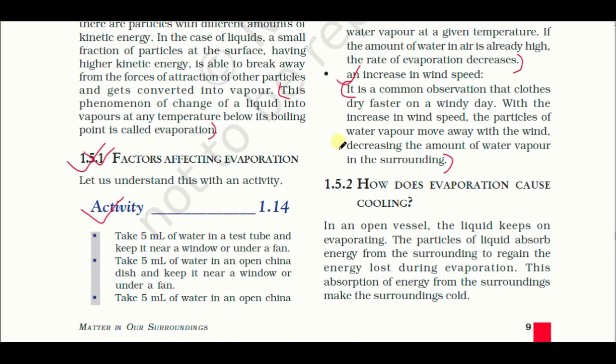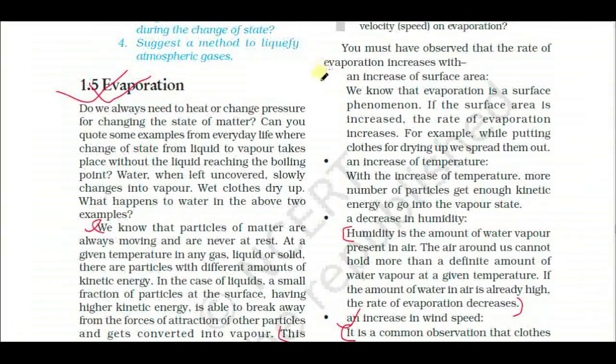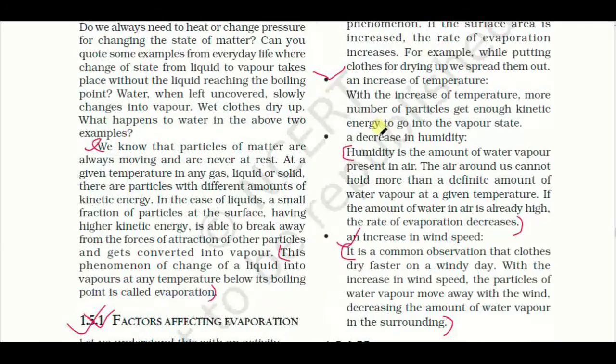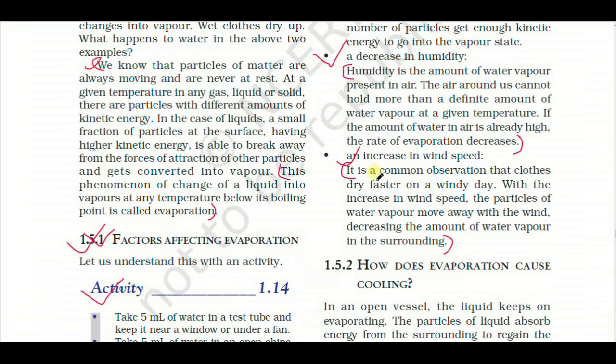So see what the factors are. Those are the main factors. With an increase in surface area, the rate of evaporation will increase. With an increase in temperature, the rate of evaporation will increase. With an increase or decrease in humidity, the rate of evaporation decreases or increases. And with an increase in the speed of air, the rate of evaporation will increase. So read those portions properly.